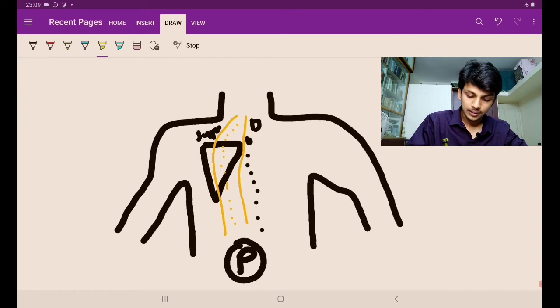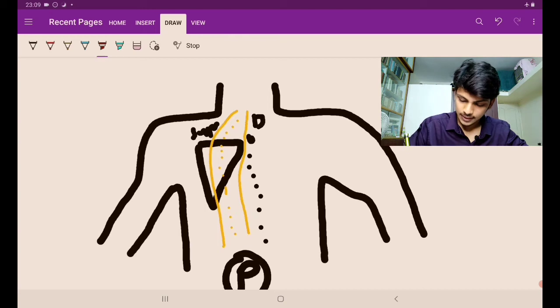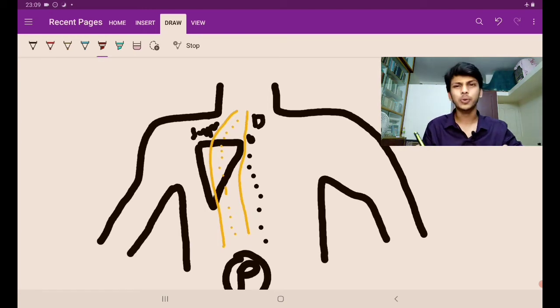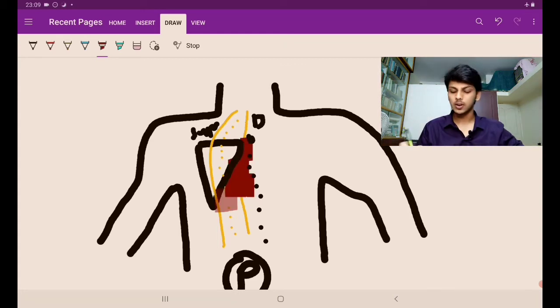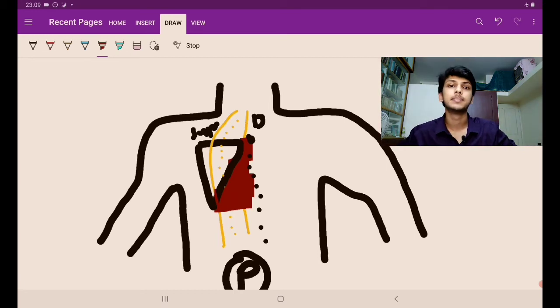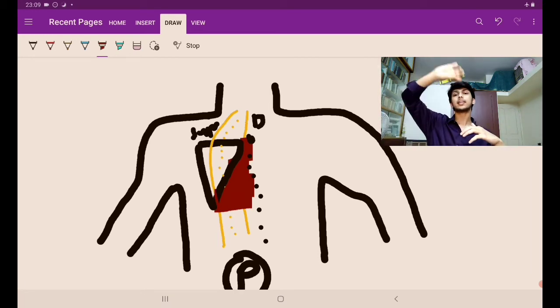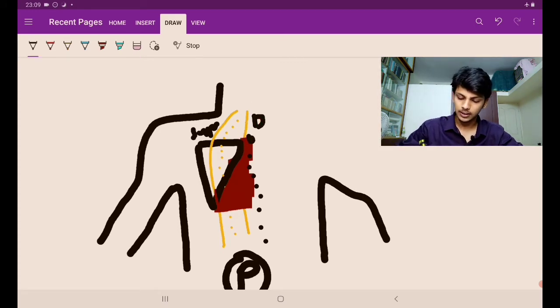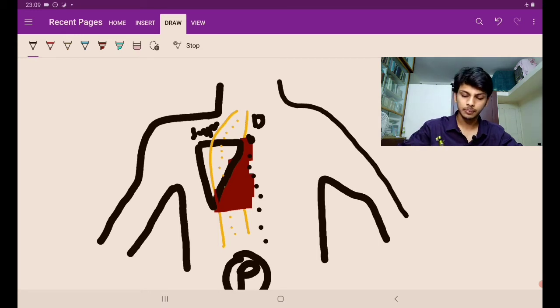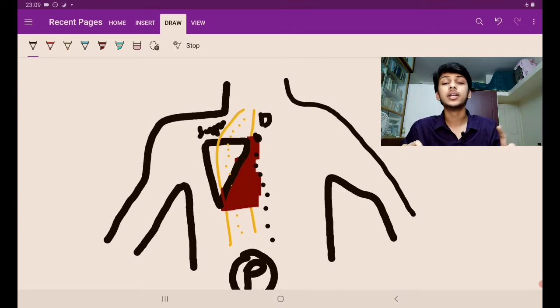Okay, see here guys, there is one muscle or group of muscles here. What are they? They are the rhomboid muscles. Rhomboid major will be below, minor will be above. Above that there is one small muscle called levator scapulae. We'll study that when we study the neck. Those muscles get their supply from the dorsal scapular nerve.